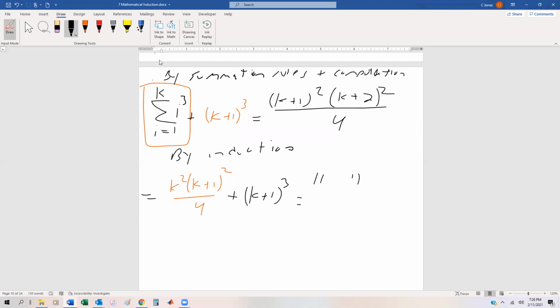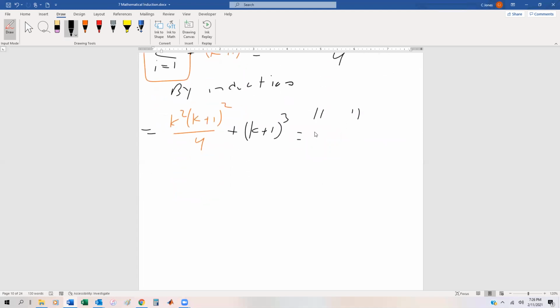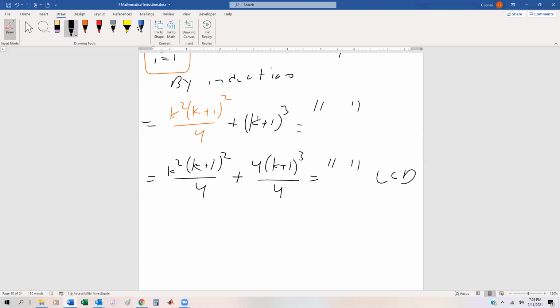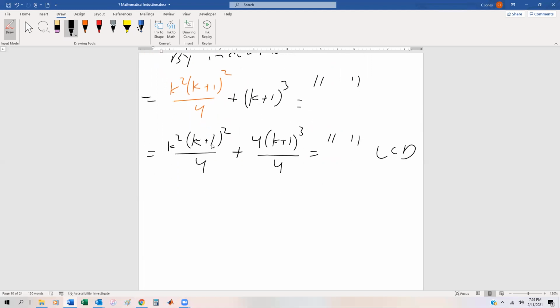All right, now, just like the previous 3 problems, we're going to get a common denominator. And I think that's pretty obvious at this point. So k squared, k plus 1 squared over 4 plus 4 quantity k plus 1 cubed all over 4. Okay, so that's our least common denominator. And I know it's tempting to FOIL this out, but you don't want to FOIL. You always want to try to factor before you do anything else, so that you don't get these ridiculously long polynomials. I want you to notice that there's a k plus 1 squared that's common between the 2 binomials.